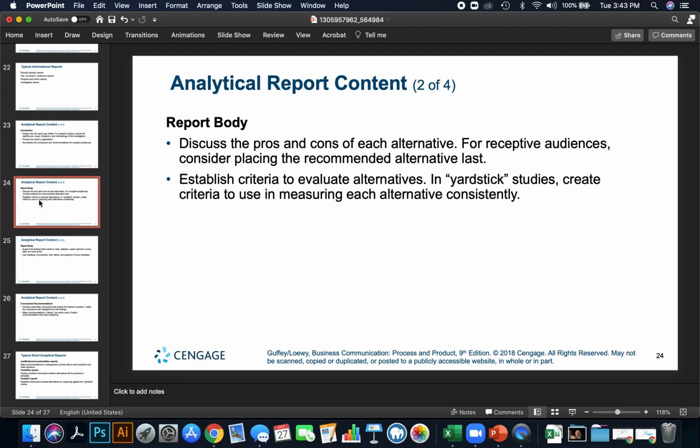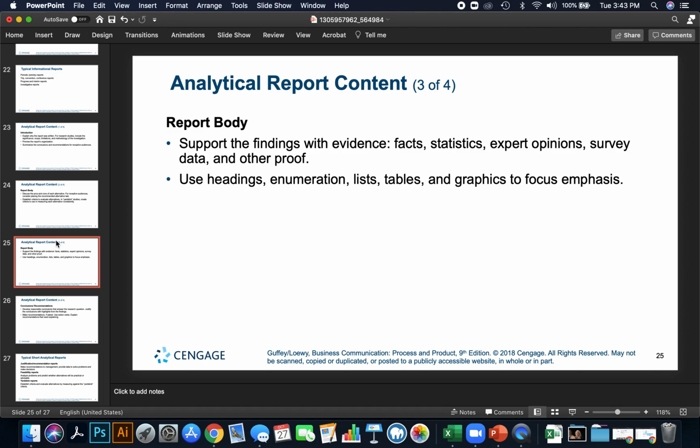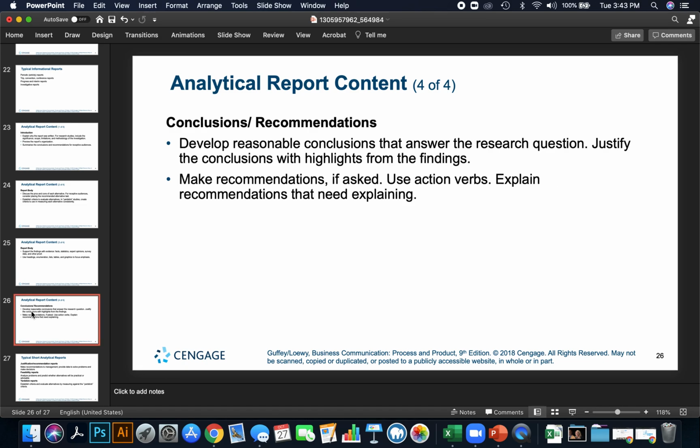In the body, discuss the pros and cons of each alternative. For receptive audiences, make sure to consider placing the recommended alternative last. Establish a criteria to evaluate alternatives. In yardstick studies, create a criteria to use in measuring each alternative consistently. Support the findings with evidence, facts, stats, expert opinions, survey data, and other proof. Use headings, enumerations, lists, tables, and graphics to help focus emphasis.